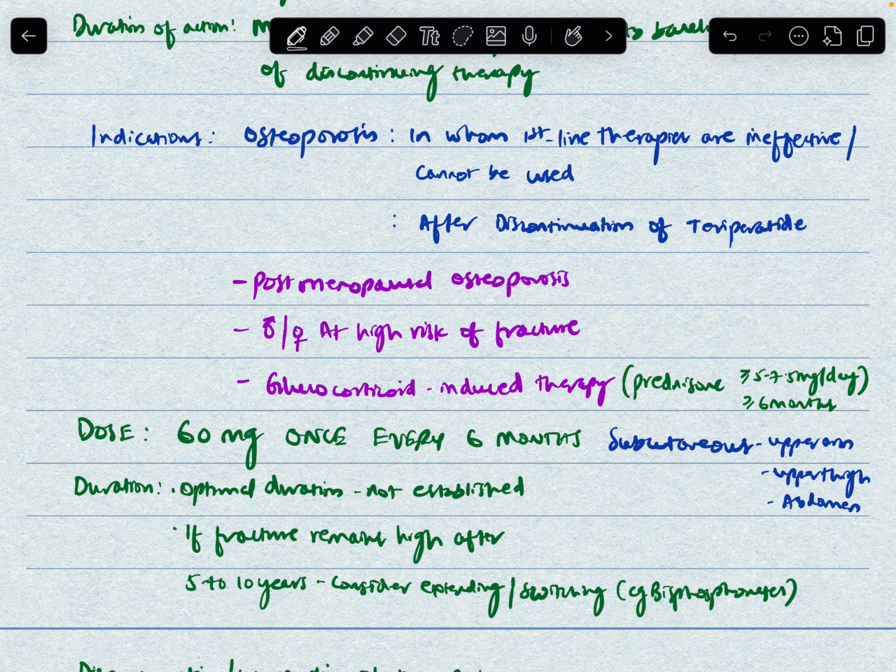It is given through the subcutaneous route. The optimal duration is not established, but if the fracture risk remains high even after therapy, it might be extended up to a maximum of 10 years. Beyond 10 years, there is no evidence in clinical practice. So in the long term, it is advised to switch to alternate therapies like bisphosphonates. So the dosage is 60 mg every 6 months.